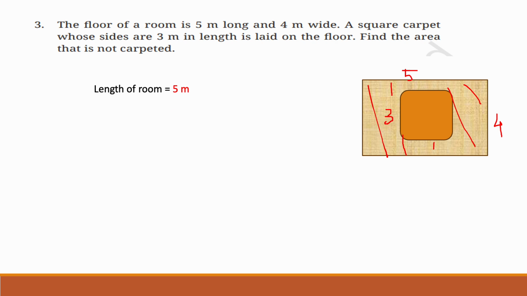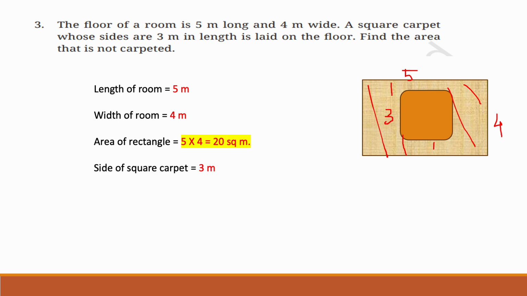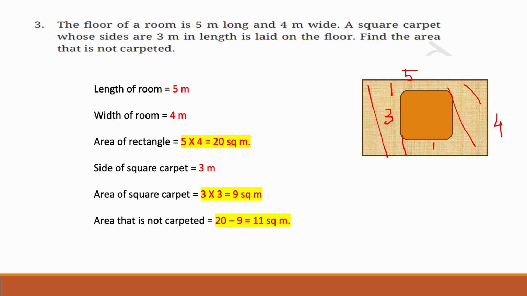So length of room is 5 meter. Width of room is 4 meter. Area of rectangle is 5 into 4, that is 20 square meter. Side of square carpet 3 meter. Area of square carpet 3 into 3, 9 square meter. Area that is not carpeted 20 minus 9, that is 11 square meter.